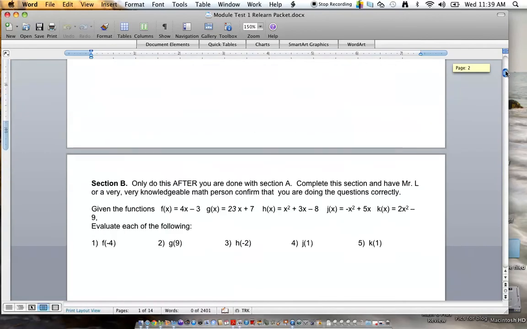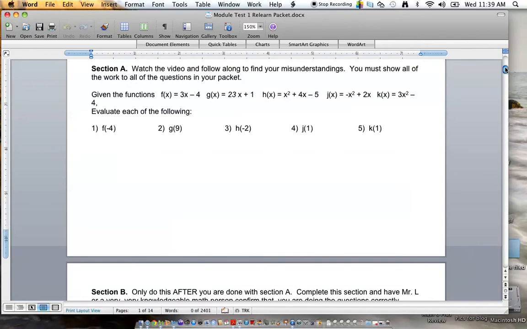In every case, I am going to do section A, and these are the exact questions from your test. Then you will do section B, and only, listen carefully, only section B. Then I want you to show it to me, and I want to see it, and I want to make sure you're doing it correctly. Then I will sign off on it, and you'll go do section C.